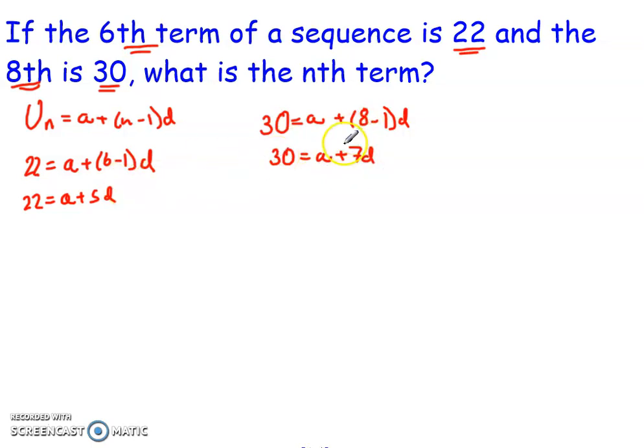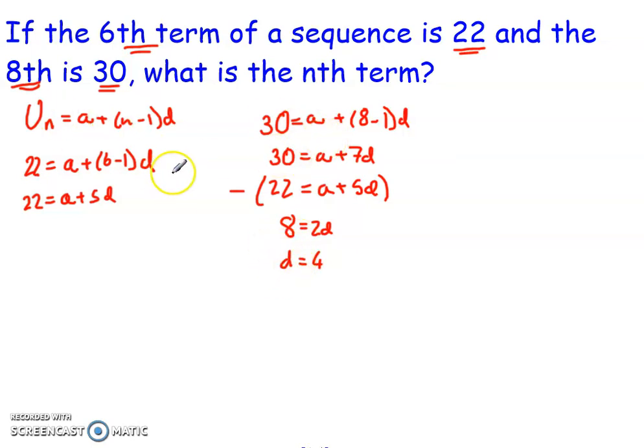So I've got two equations here, two unknowns, stick them together as a system of equations to solve them, and I can find my a and my d from that. So if I write this equation underneath it, so I've got 22 equals a plus 5d, and then again, treat it as simultaneous equations and solve it. 30 take away 22 is 8. I've got a take away a, which is nothing. 7d take away 5d is equal to 2d. So 8 is 2d, so from that, I can say that d is equal to 4.